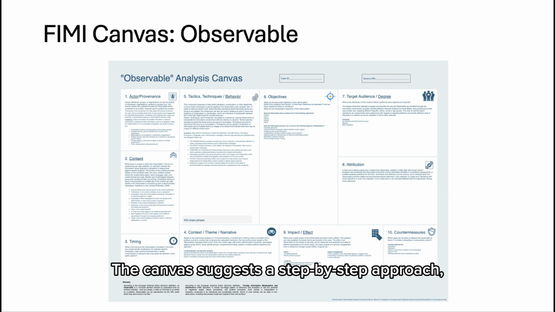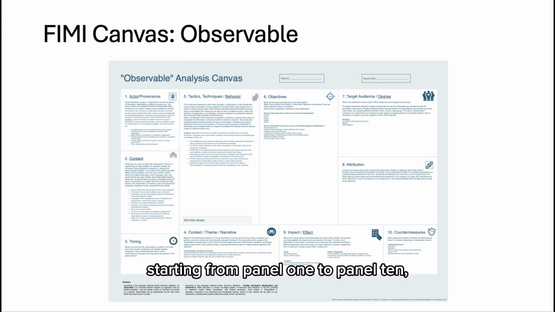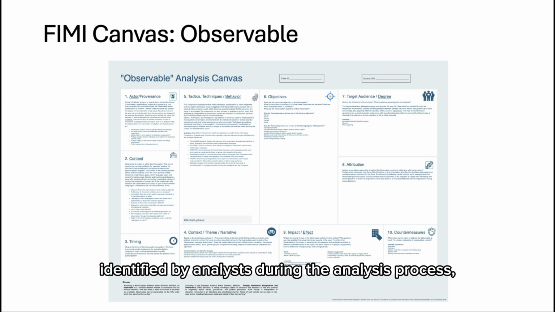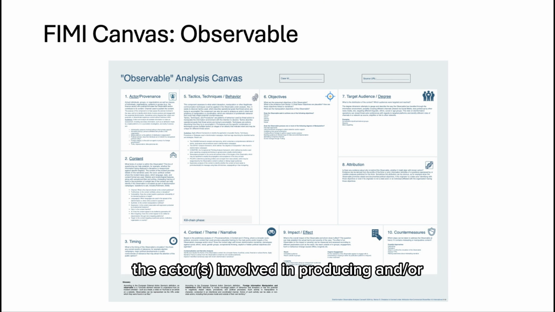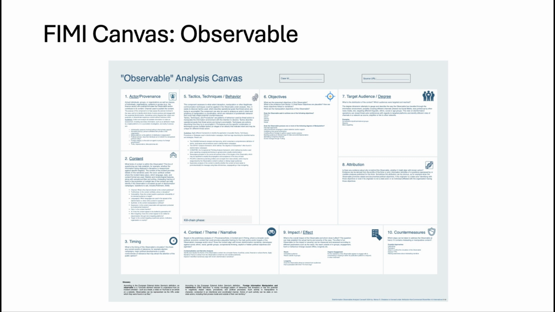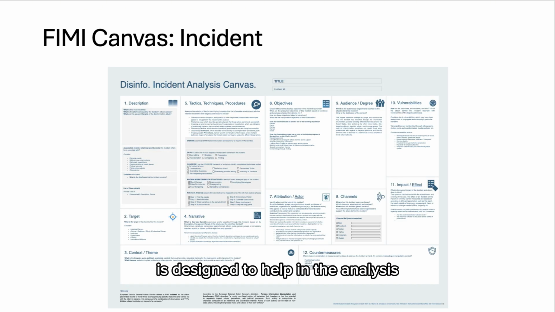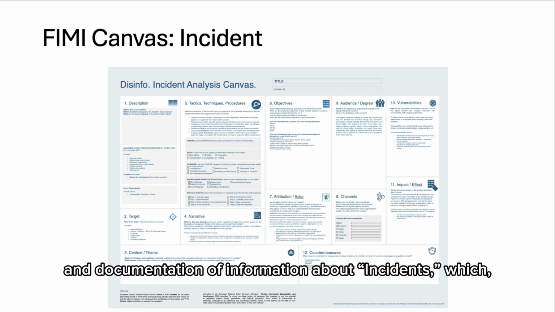The canvas suggests a step-by-step approach, starting from panel 1 to panel 10, to reflect relevant information identified by analysts during the analysis process, regarding, for example, the actors involved in producing and/or distributing the observable, the tactics applied, assumed objectives, target audiences, etc.